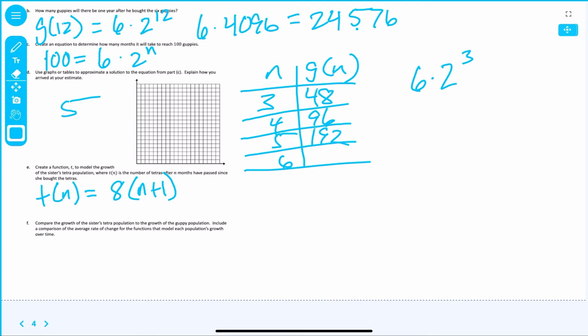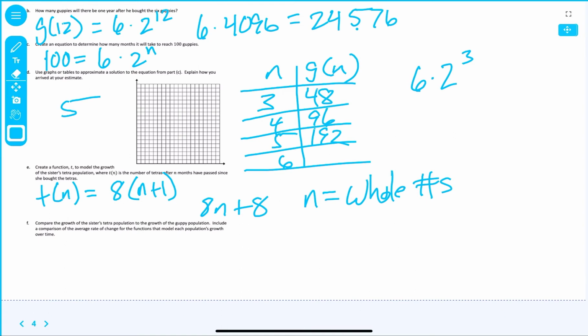Now, you could also write that as 8n plus 8, right? Just do the distributive property. It's the same thing. And once again, we're only going to have n equal whole numbers. We're not going to have half a month. We're talking about months here.